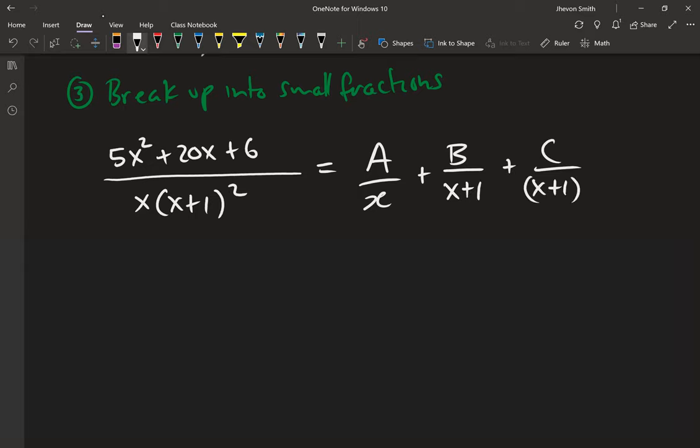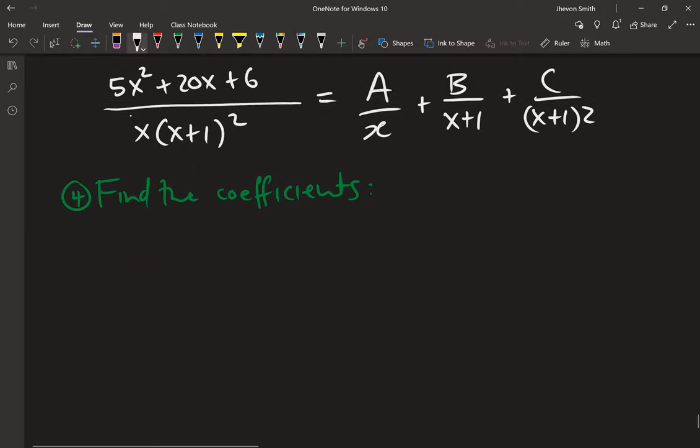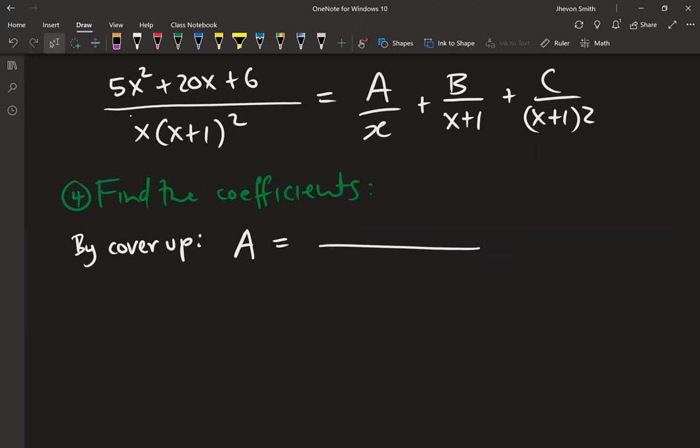Right. And now you just need to find the coefficients, right? So step 4, find the coefficients. Now we have a bunch of methods to do that. And now we also have the cover-up method. So by cover-up, I know that my A is going to be equal to, I'm going to take this guy over that guy and plug in x equals 0.